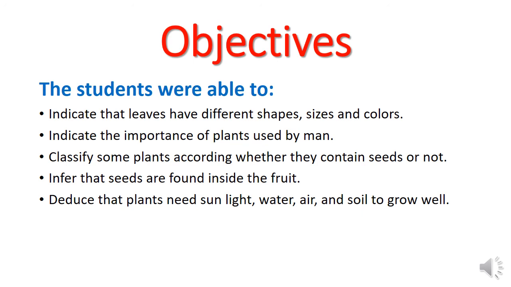Most plants can give us fruits, and some fruits contain seeds. Where do we find seeds? Inside the fruit. And what do the plants need in order to grow well? The plants need sunlight, water, air, and soil. If I remove one of these conditions, the plant cannot grow well. So don't forget, in order to grow well, the plant needs sunlight, water, air, and soil.